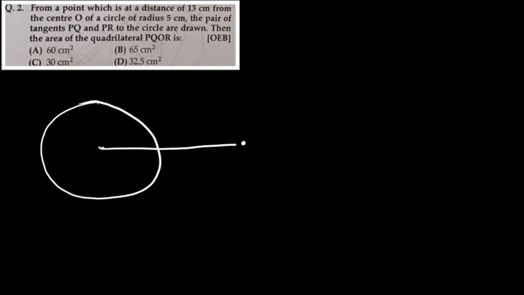Let's do the next question now. Similar type of question. Question number 2. What's given to us: from a point which is at a distance of 13 centimeter from the center. So one point is there at a distance of 13 centimeter. From the center, if the distance is given, any triangle I get, that will always be the hypotenuse.